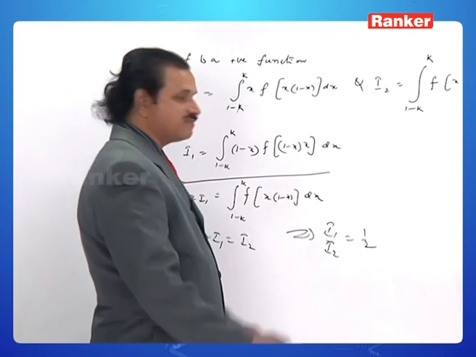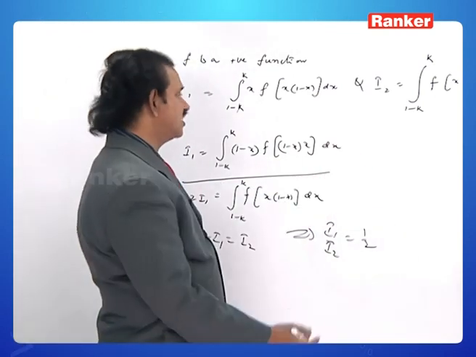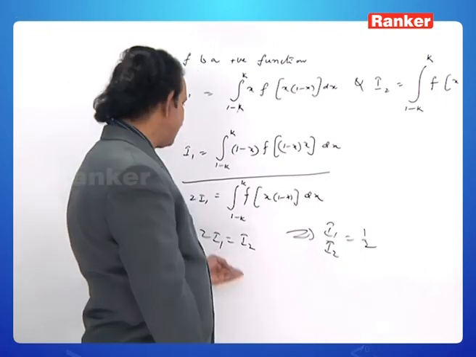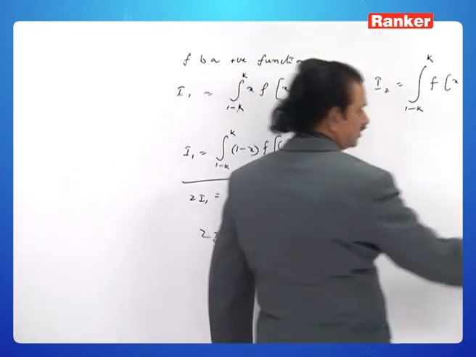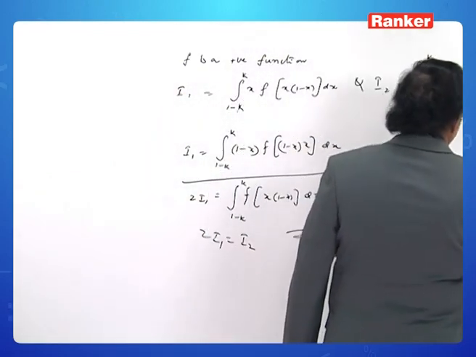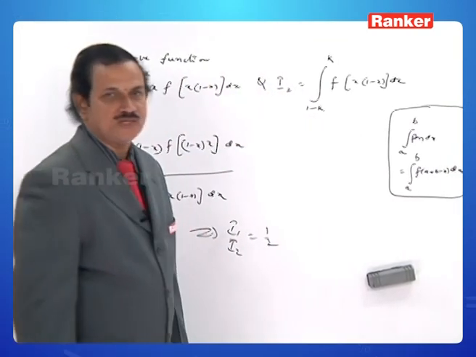Look at the question. Question is lengthier, answer is short. Question is big, but the answer is very, very simple, isn't it? We could have made use of this property: integral a to b f of x dx is equal to integral a to b f of a plus b minus x dx.